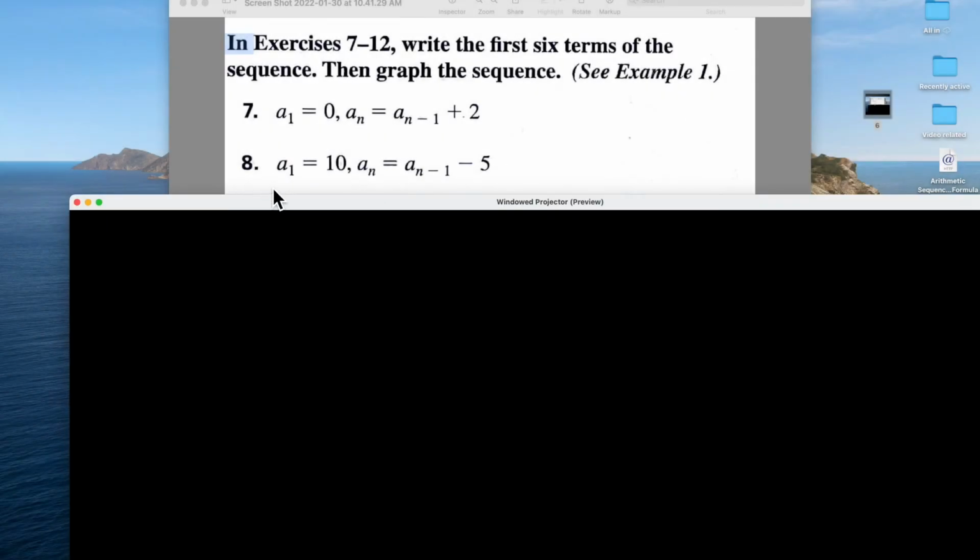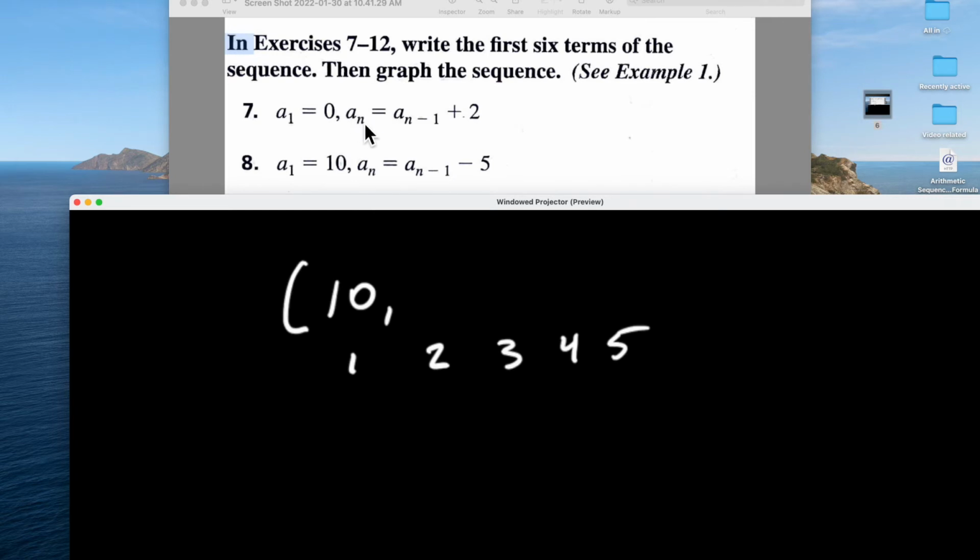Number 8. Okay, they tell us a sub 1 equals 10. The value at position 1 is 10. Let's write that down. Here's position 1. Here are the other positions that we're going to get to. The value at position 1 is 10. Here's your input, n equals 1. Value is 10. Here's our formula.